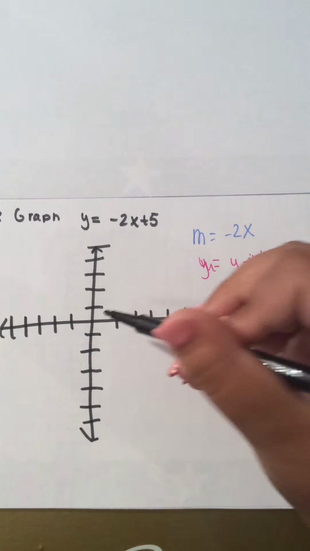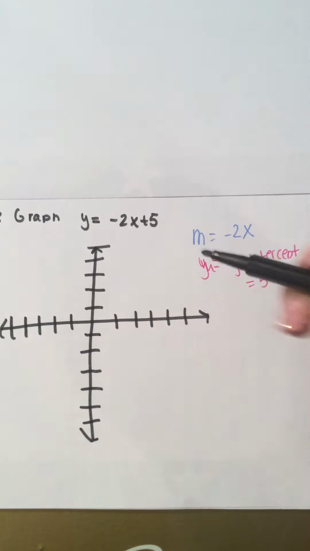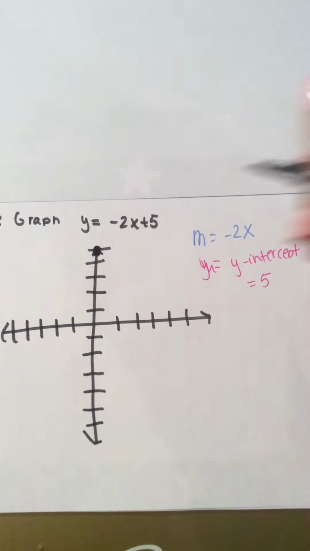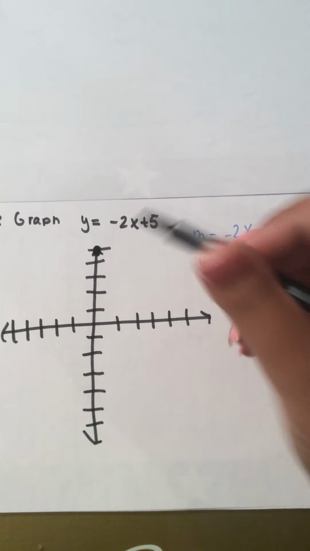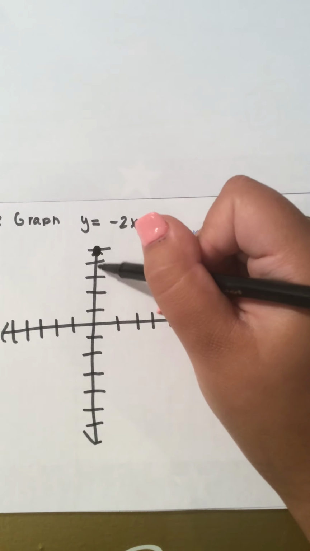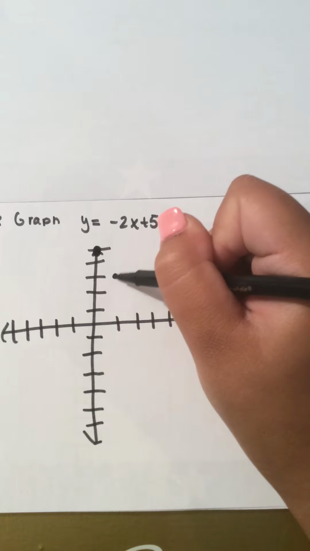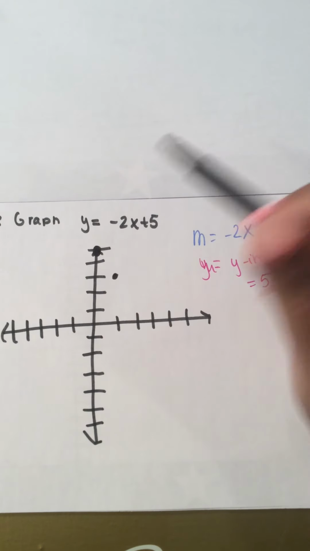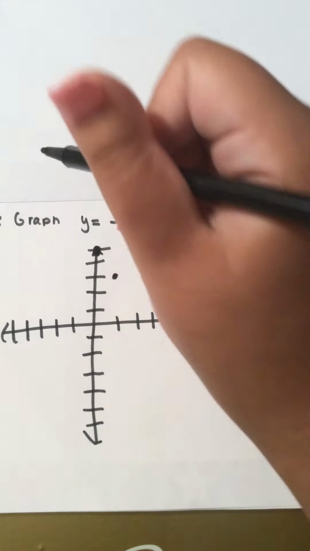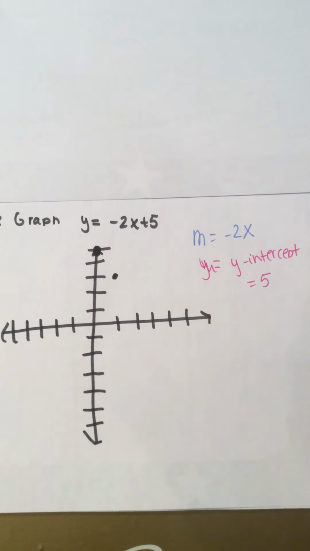So my y-intercept is 5. So 1, 2, 3, 4, 5. Plot it. Now your graphs will look a lot neater than mine because I drew it. And then you're going to graph the slope. Now the slope is -2, which means I'm going to go down 2. So 1, 2, over to the left. And the reason why, I'm sorry, you're going to the right. The reason why you're going to the right is the line is going to go down. It's going to decrease. It's going to get smaller, not bigger. It's going to get smaller, so it's decreasing.